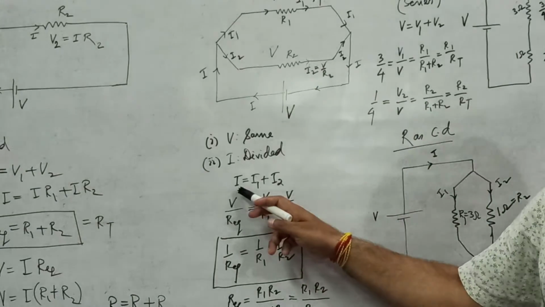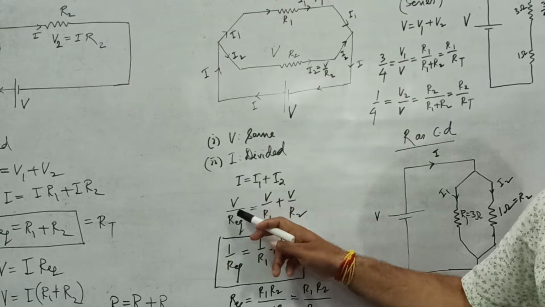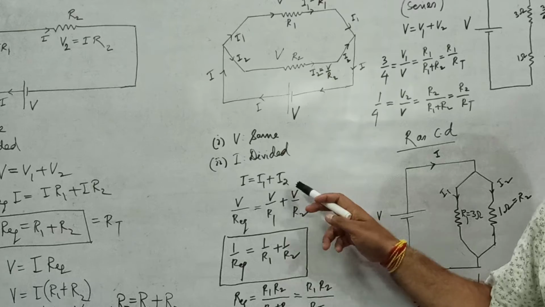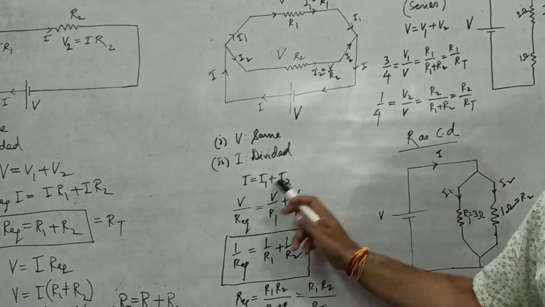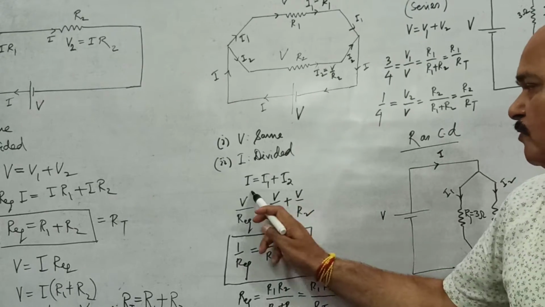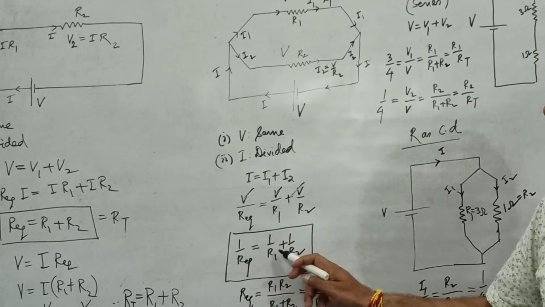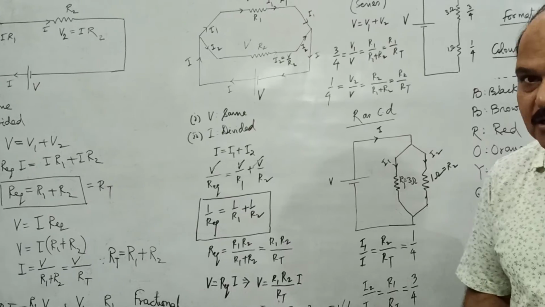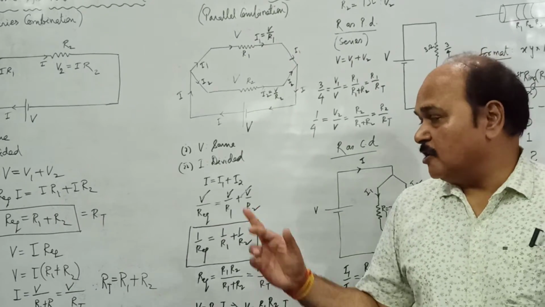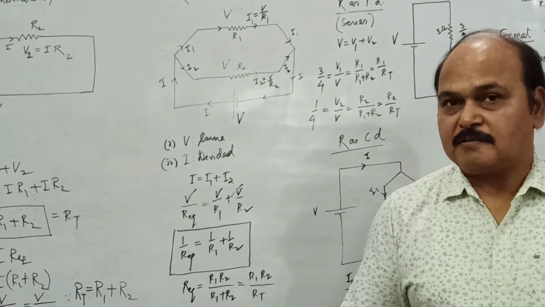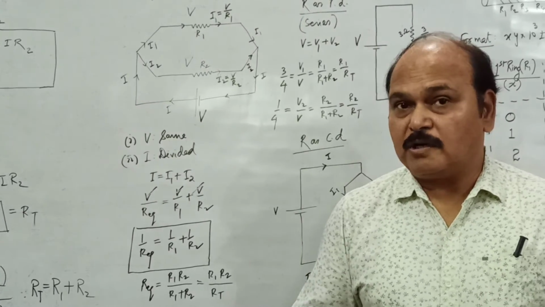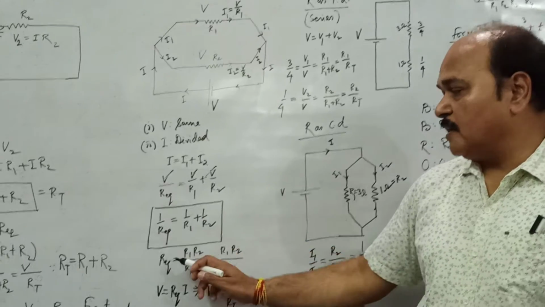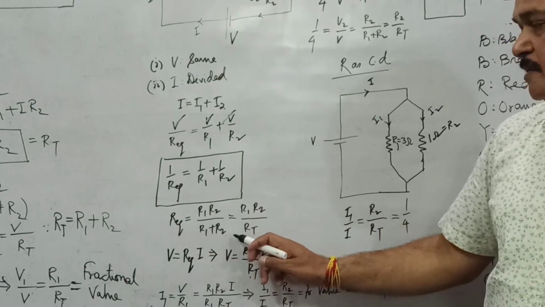Well, what is I? Overall current is overall voltage upon overall resistance, that is, V upon R equivalent. What is I1? V upon R1. What is I2? V upon R2. Well, we see that the V cancels out. And what do we get? We get 1 upon R equivalent is 1 upon R1 plus 1 upon R2. So what is equivalent resistance in series? Sorry, in parallel. Equivalent resistance in parallel is the inverse of the sum of their inverses. This result you know already, and you've already done this result in class 10. If we solve it, what do we get? R equivalent as R1 R2 upon R1 plus R2.